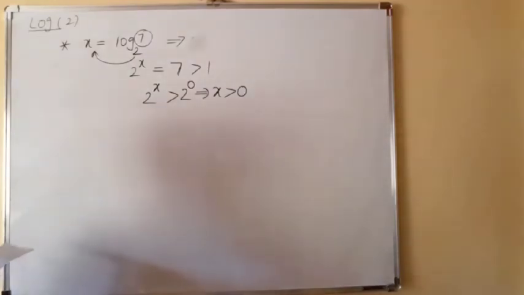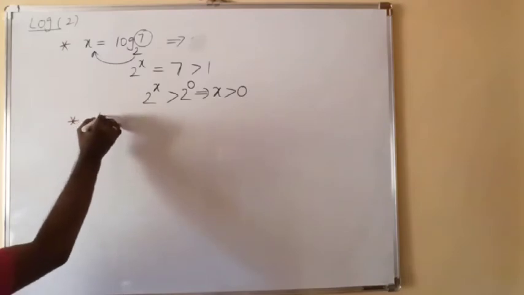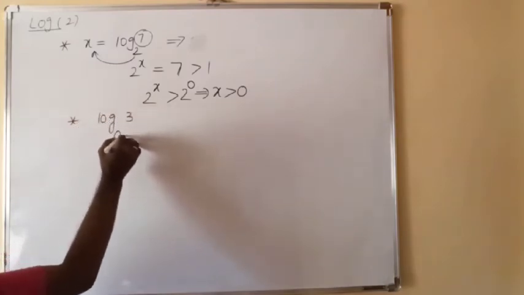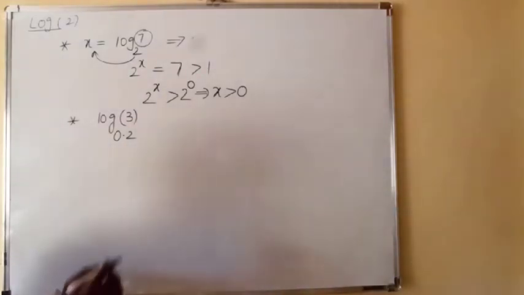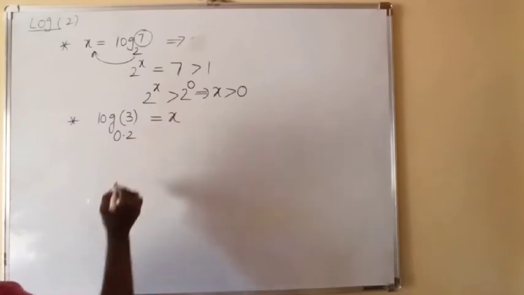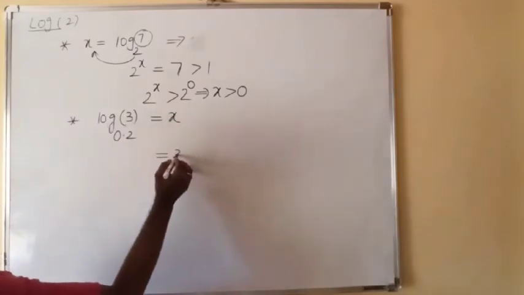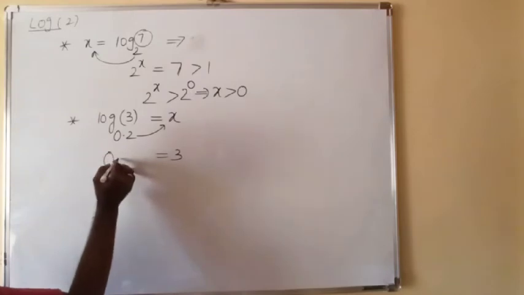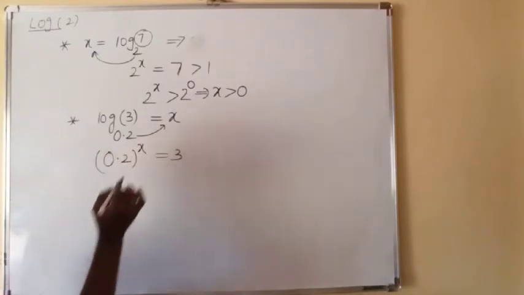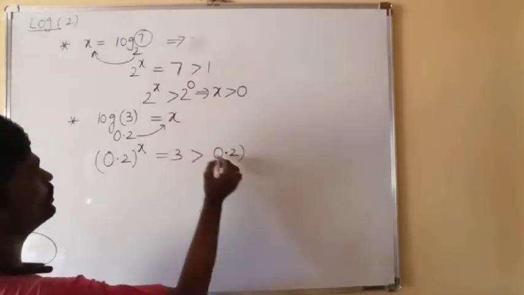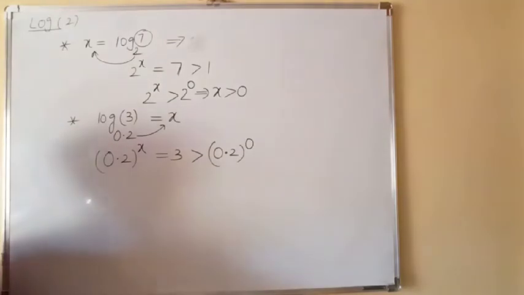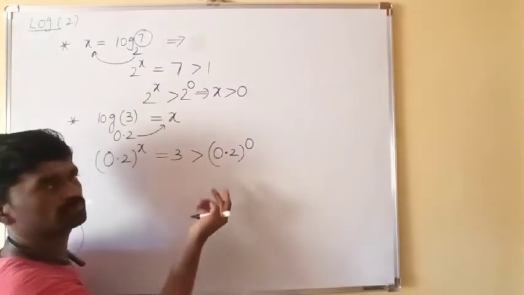Next, one more example. Log 3 to the base 0.2. We have to check whether it is a positive number or negative number. So same, let it be x. Then 3 is equal to 0.2 whole power x. So clearly 3 is greater than 1, nothing but 0.2 whole power 0. Why have I taken 0.2 as the base? Because your base is 0.2. So 0.2 whole power x is equal to 3, and 3 is greater than 0.2 whole power 0, which is nothing but 1 only.